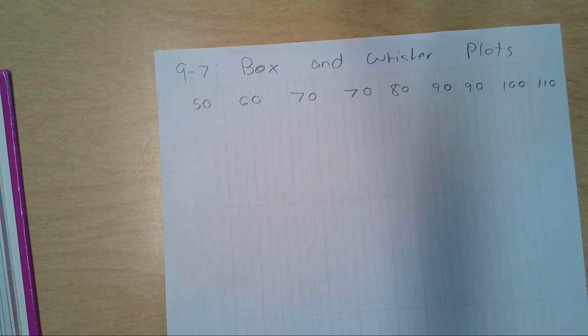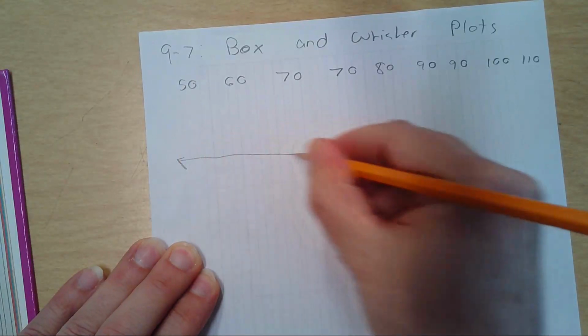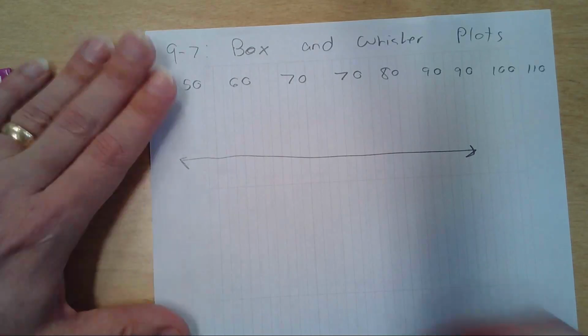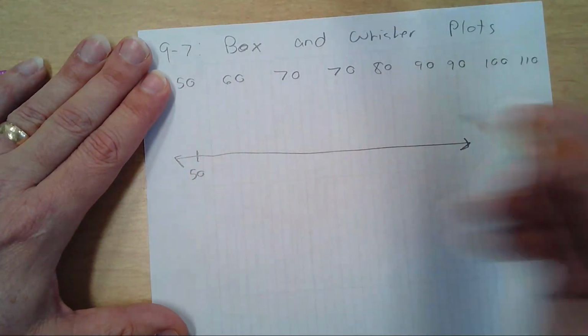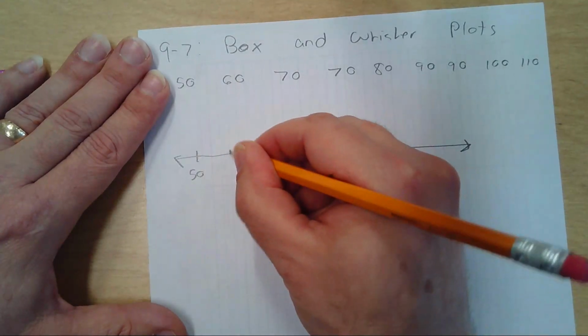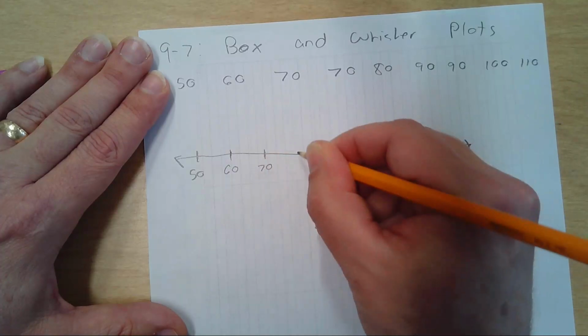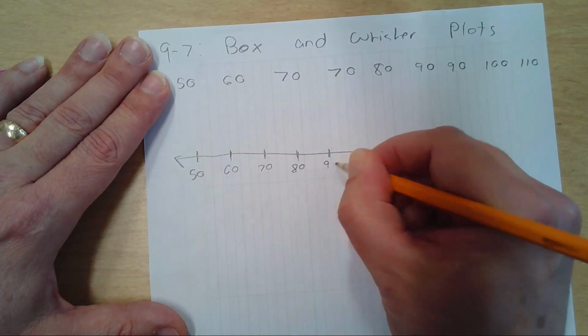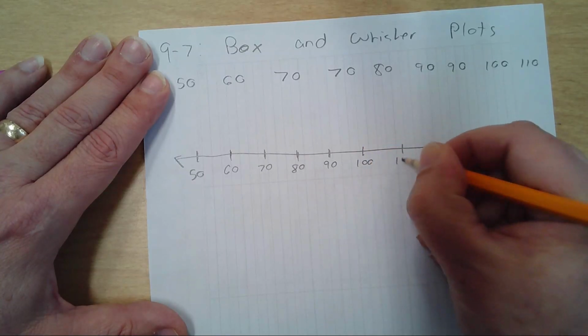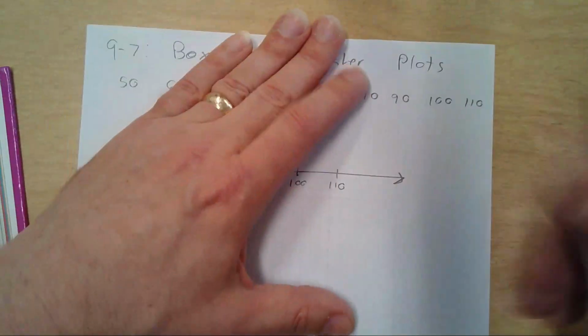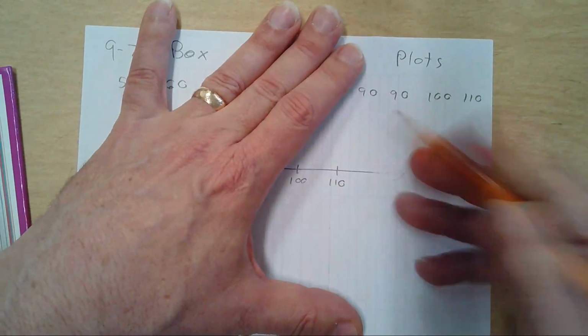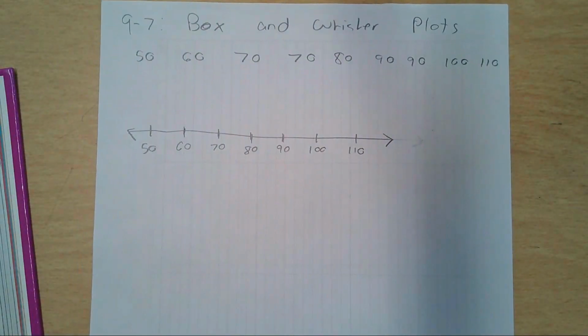So, box and whisker plots. The first thing we're going to want to do here is basically set up a line plot graph. We're not going to put X's on it, but we are going to set it up like we were going to do a line plot. We're going to start the same way. So again, I'd probably just start at 50. Increments of 10 seem to make sense here: 60, 70, 80, 90, 100, 110. Probably good there.